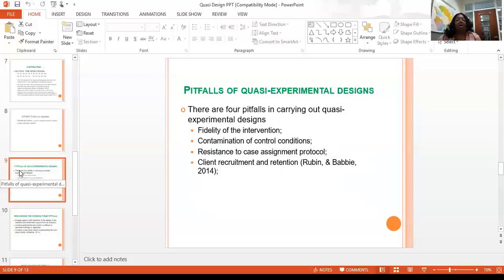Pitfalls of quasi-experimental designs. There are 4 pitfalls in carrying these designs out: fidelity of intervention, contamination of control conditions, resistance to case assignment protocol, and client recruitment and retention. That can be a problem. It's hard to get people to finish an experiment with you all the way through, but I can say from my design, my person stuck with me the whole way.